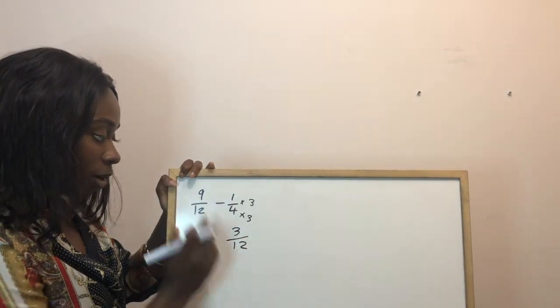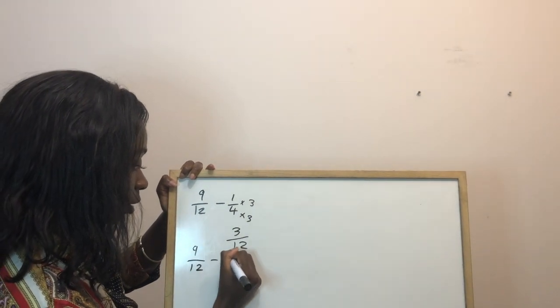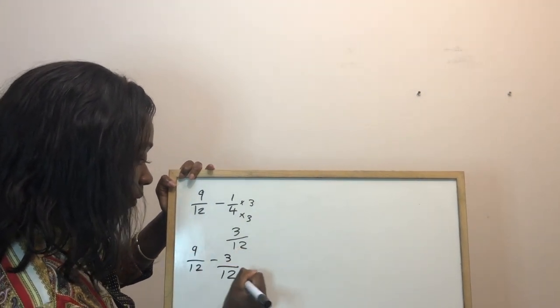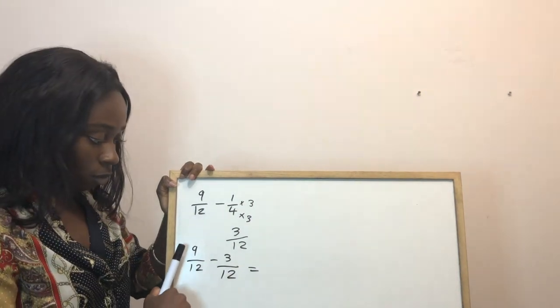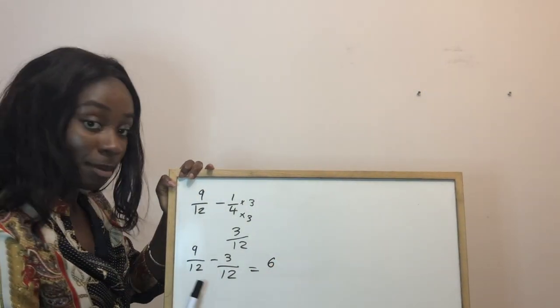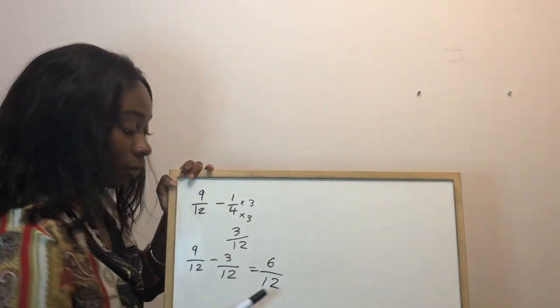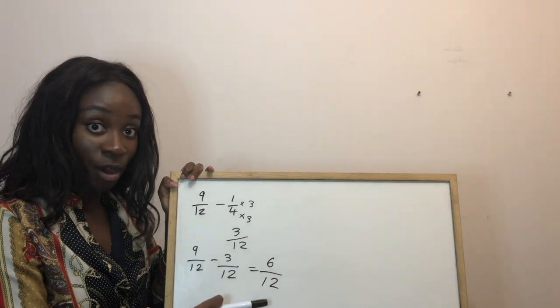So now you've got 9 over 12 minus 3 over 12. So that equals, what's 9 minus 3? 6. And then you keep the denominators the same. That equals 12. So your final answer is 6 over 12.